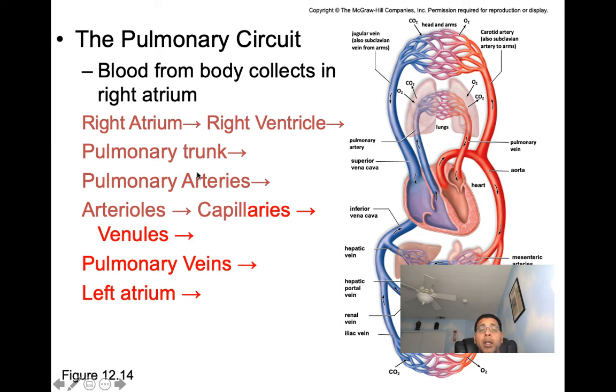the pulmonary trunk, which then routes the blood to the pulmonary arteries, which will route it to the pulmonary arterioles, then the capillaries, then the venules, then the pulmonary veins, to the left atrium. So here we can see that from the right atrium to the right ventricle, and then into the pulmonary trunk, the pulmonary arteries, the arterioles, the capillaries, the venules, and then the veins, and back into the heart, but now in the left atrium of the heart. So that's again making up our pulmonary circuit.